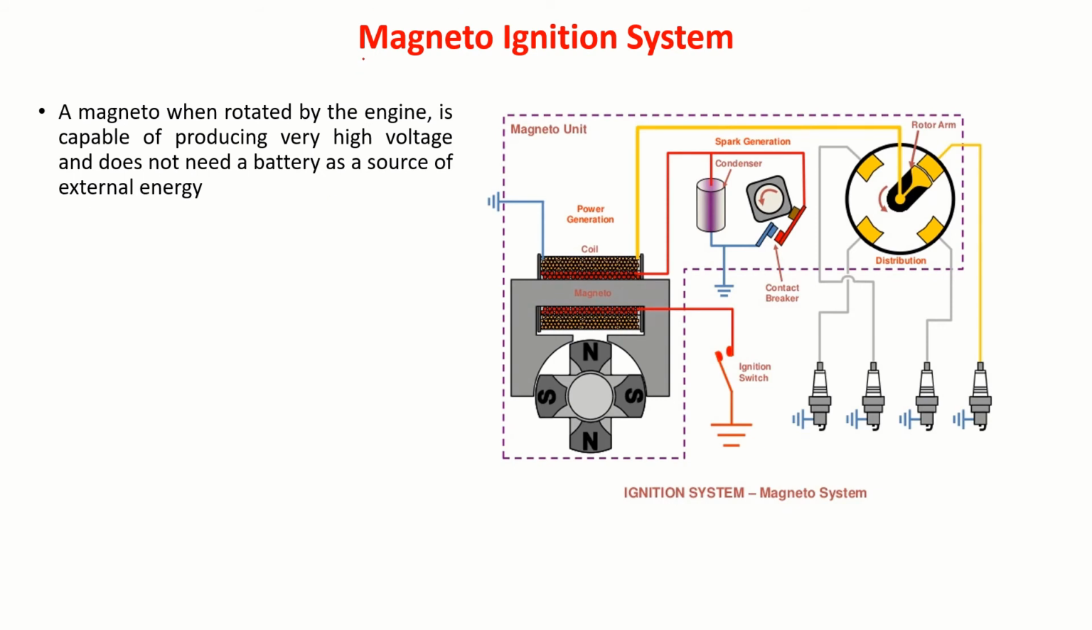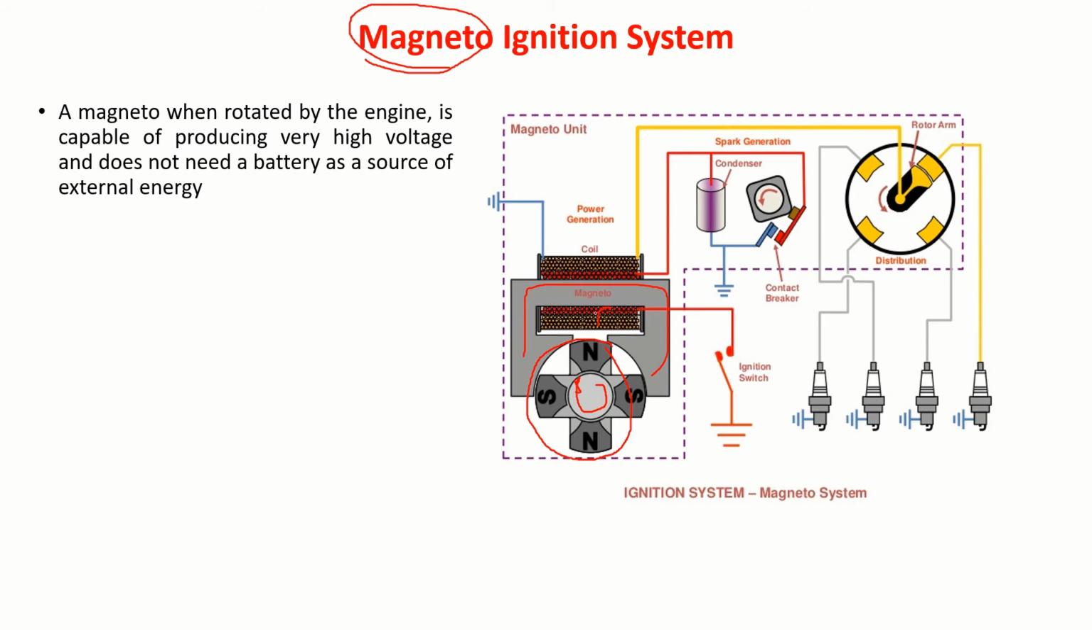Another very important thing is, instead of a battery as a source, can I use a magneto as a source? In this case, a magneto is used as a source of energy. You can see here it is a permanent magnet. When it is rotated, as I told you, flux lines will be cut by the primary coil. This in turn will induce high voltage in the secondary coil.